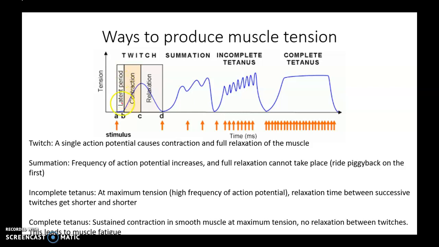The first phase is called the latent phase or the latent period, where the action potential travels down the sarcolemma, but the contraction has not started yet. Then we have the actual contraction and then the relaxation phase. Okay, so that's a twitch.